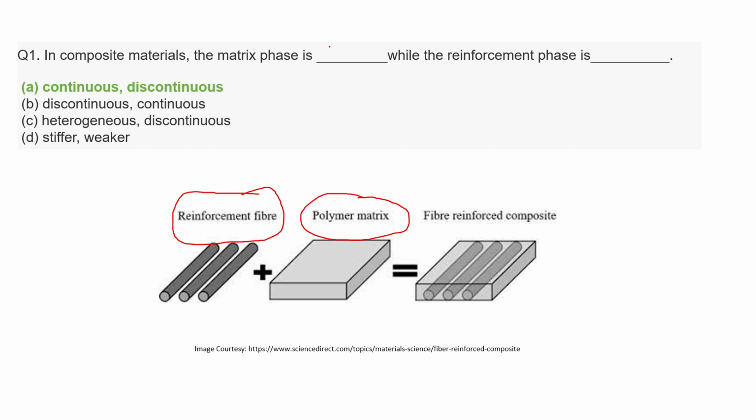Now, when we combine the reinforcement and the matrix, it forms the whole composite, as you can see here. How do we tell which portion is continuous and which is not? If we take a cross section of this composite, we can differentiate the different reinforcement fibers, but these are not connected to each other. That's why we say it is discontinuous. Whereas in the matrix, when we move from one point to another, we can join them. So the matrix is the continuous part. The answer is option A: the matrix phase is continuous while the reinforcement phase is discontinuous.